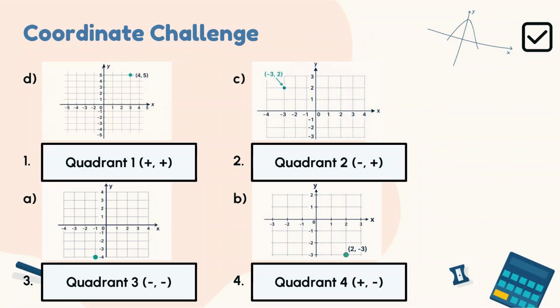Let's check the answers. Quadrant 1, where both x and y are positive, matches D. Quadrant 2, where x is negative and y is positive, matches C. Quadrant 3, where both x and y are negative, matches A. Quadrant 4, where x is positive and y is negative, matches B. This is useful because when plotting coordinates, the signs tell you which section of the grid to use.